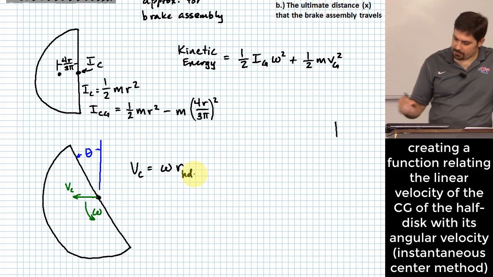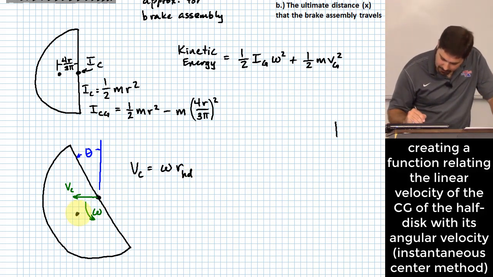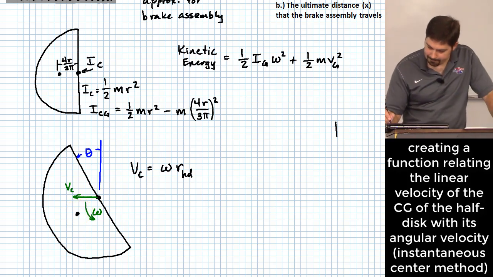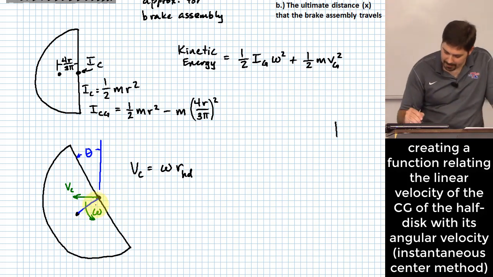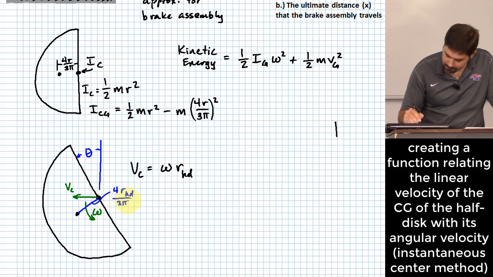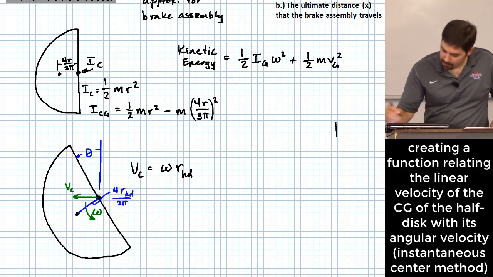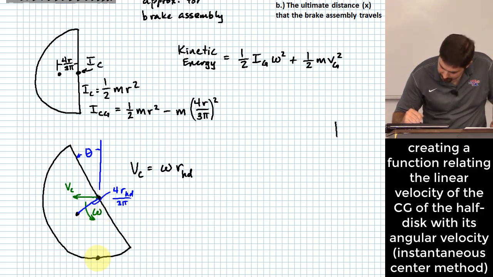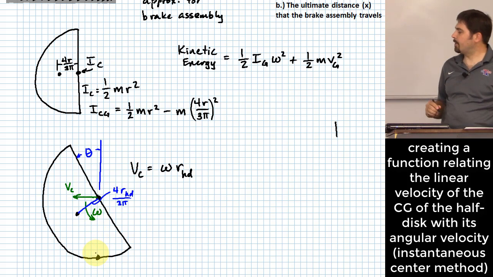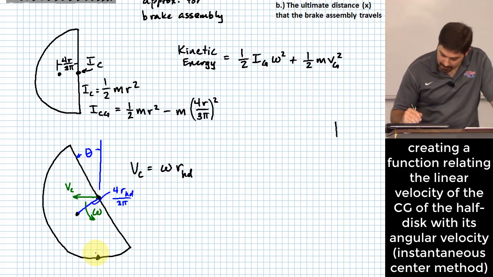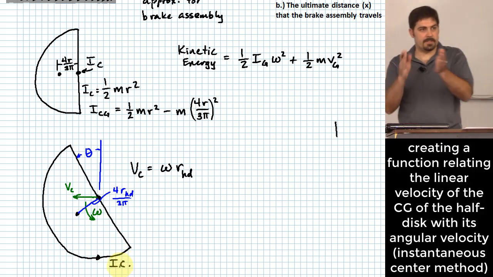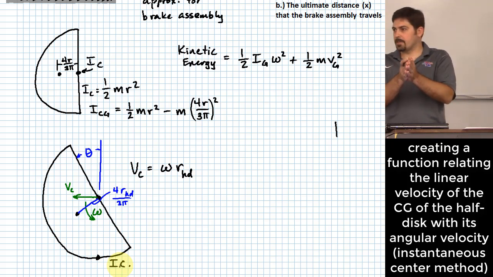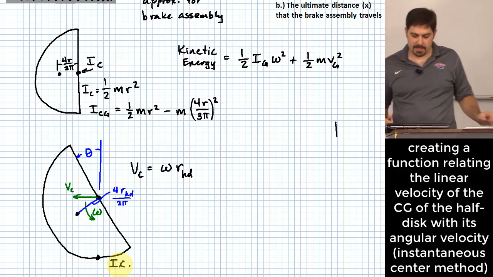I need a velocity of a different point. I need the velocity of the center of gravity, and I'll just show that right here for right now. That distance right there is my 4r over 3 pi. And then I have a point down here directly below my center point, and I can call it an instantaneous center. I know that because it is rolling without slip on a surface that has 0 velocity. So that's the instantaneous center.